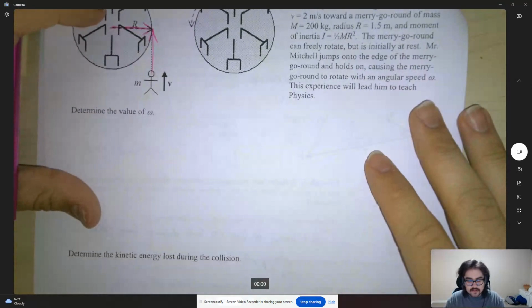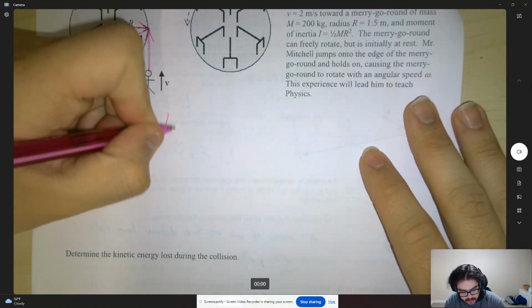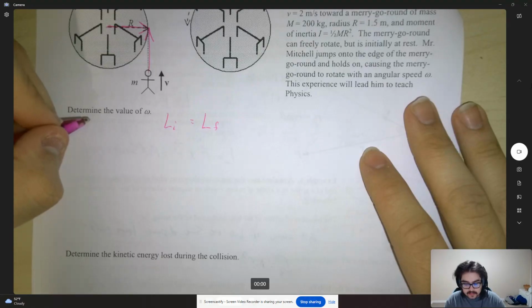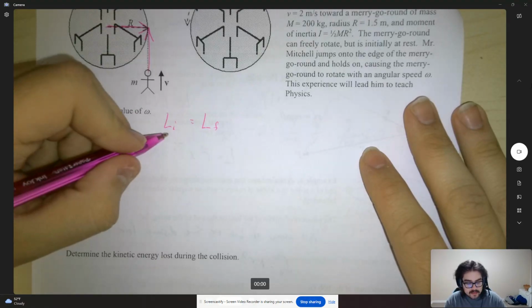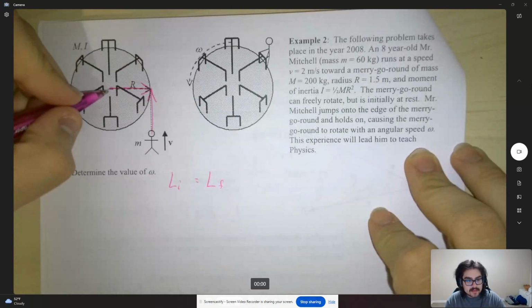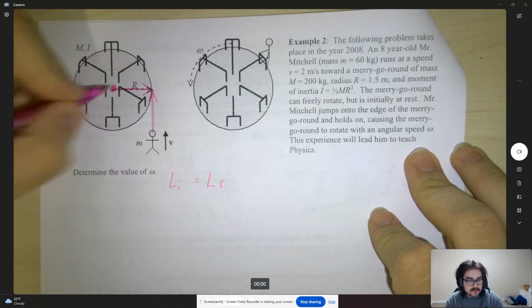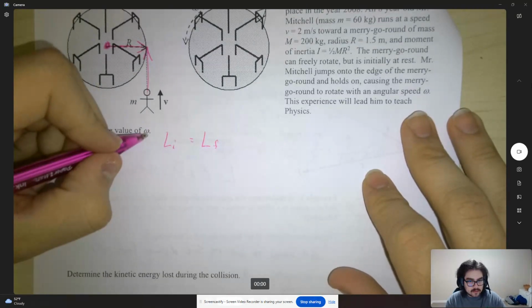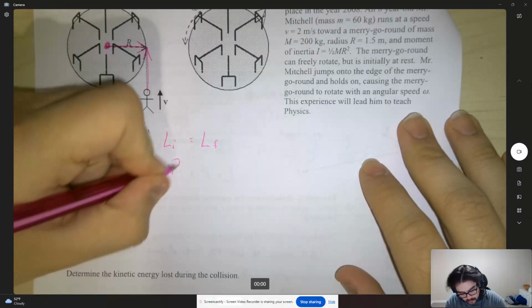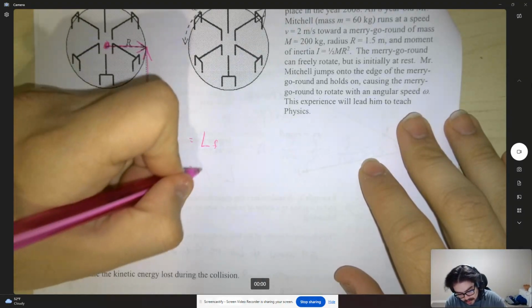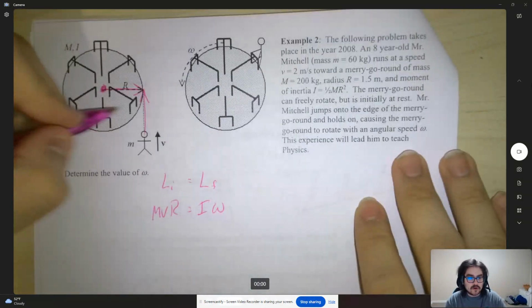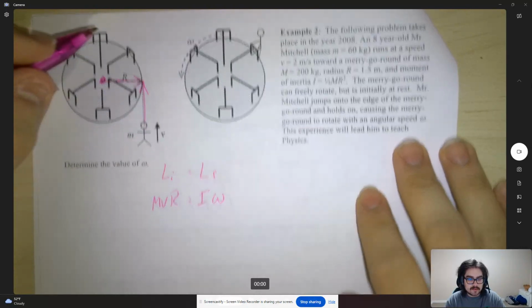To find the value of omega, all I need to do is recognize that angular momentum is conserved in this case. My initial momentum is technically I'm just moving about this point P, the center. I'm technically moving linearly about that point. So this becomes mvr equals I omega. I only use r because that's the perpendicular component to my velocity.